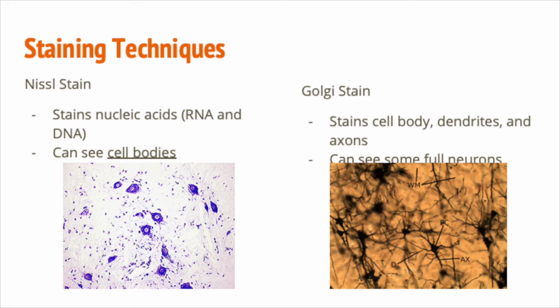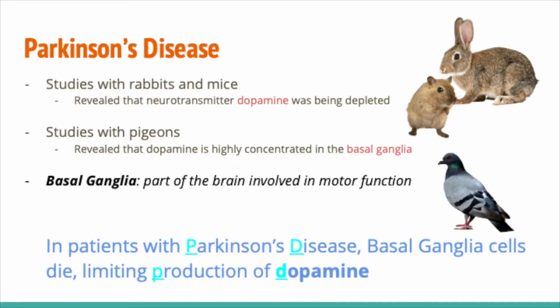The second type of staining is Golgi stains, and these stains are a little bit better because in these you can see full neurons. In the Golgi stain you're staining the cell body, the dendrites, and the axons. I want to talk to you guys a little bit about how these animal models not only can teach us more about the pathogenesis behind disease, but also how they can lead to new treatments for diseases.